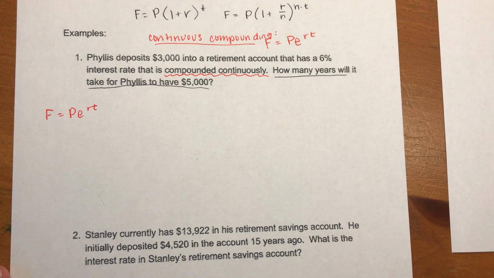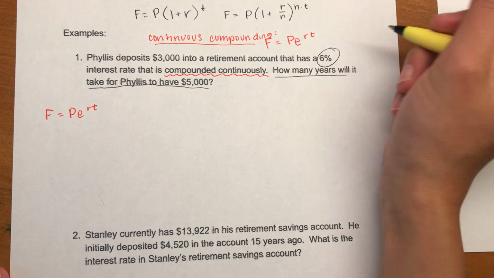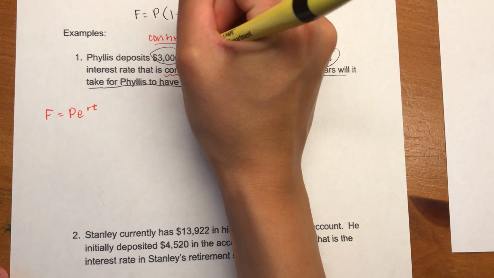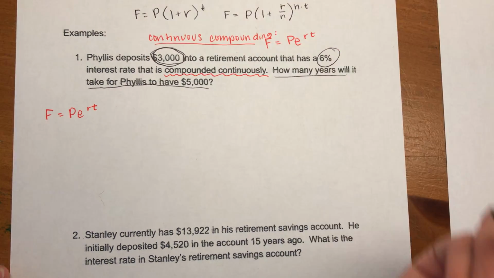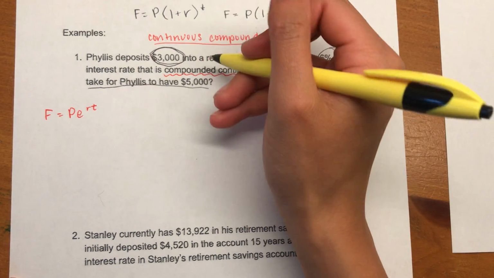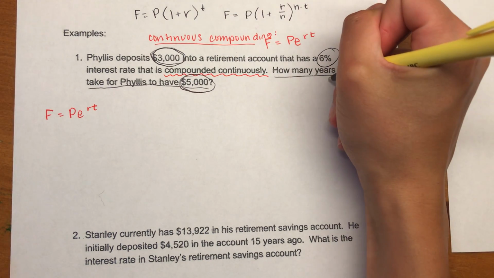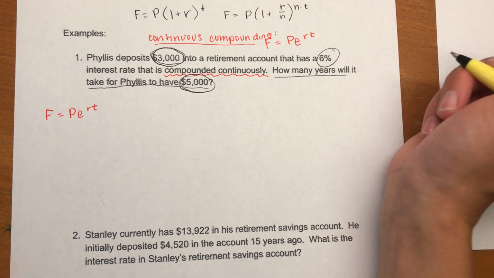Now let's circle our other numbers. We've got a 6% interest rate. Phyllis deposits $3,000. And we want to know how many years it will take for her to have $5,000. So years, what variable is years?